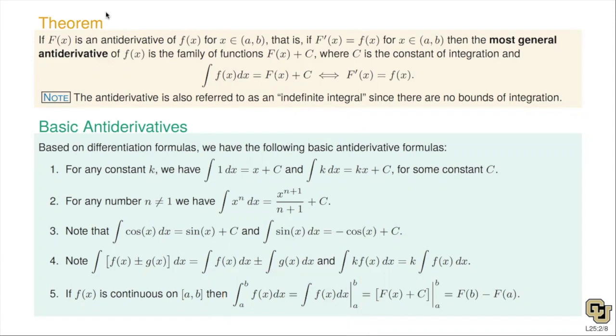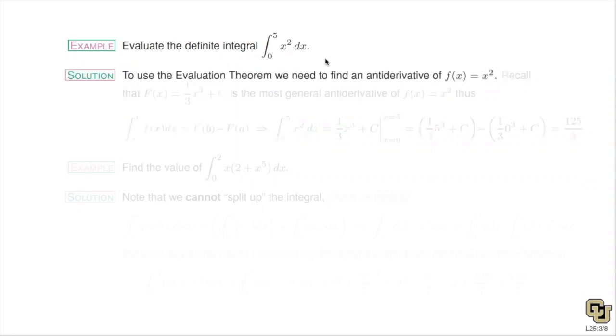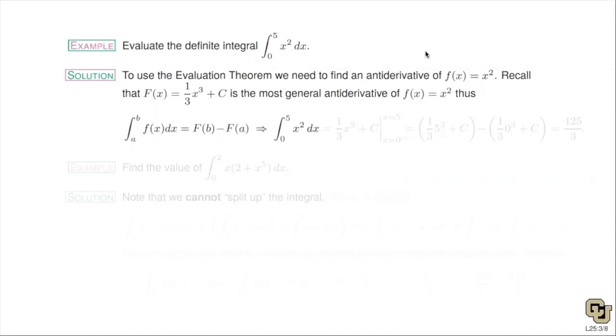So now let's do some actual problems. This is not a difficult problem, but we have done this definite integral with the limit definition. So I wanted to verify that we get the same answer. Here, I just need to find an antiderivative of x squared. We know that 1/3 x cubed plus c is the most general antiderivative of x squared, and we can check it. The derivative of 1/3 x cubed plus c will be x squared. So now I can use the evaluation theorem.